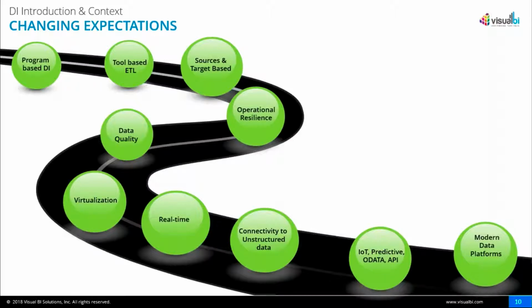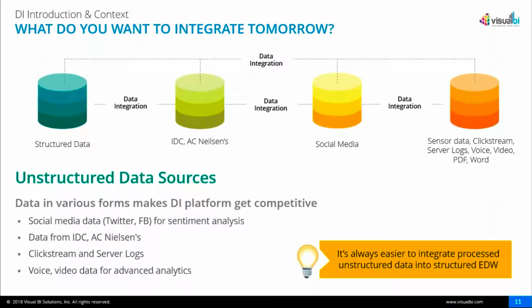And some of the trends are also coming in, like what do you want to integrate tomorrow? I know the enterprises are bringing in structured data today. Some of the enterprises are looking at competitive information through AC Nielsen or IDC, and they are bringing that information to analytics. Social media integration has started, but it has a long way to go. However, bringing in sensor data, clickstreams, server logs, voice, video, PDFs, PSTs, and a whole world of unstructured data is out there for us to explore. So what we notice is it's always easier to integrate processed unstructured data into a structured EDW to do correlation analysis, and it will add more value to business insights.